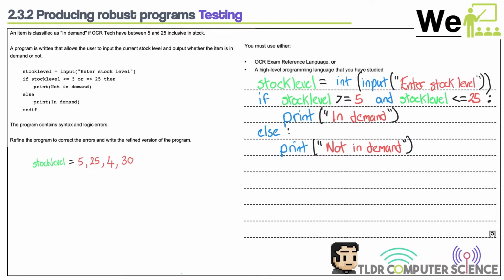As I say, you could also do this by saying if stock level is less than 5 or stock level greater than 25, print not in demand, else print in demand. So that's your different options.